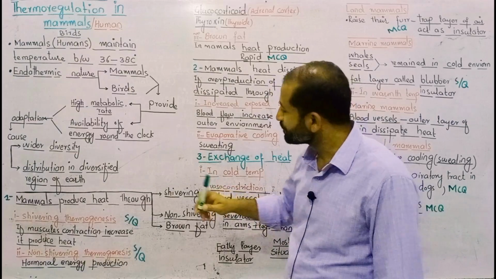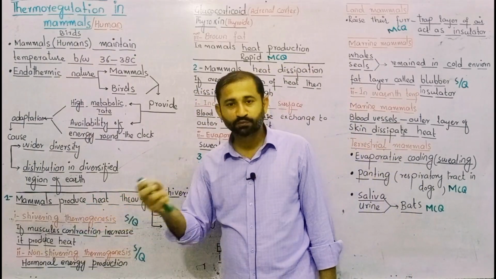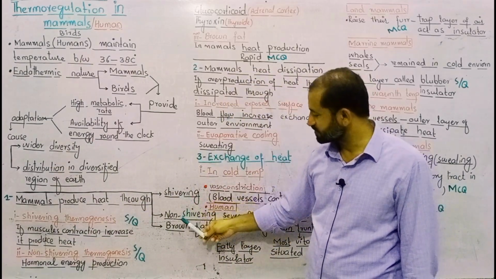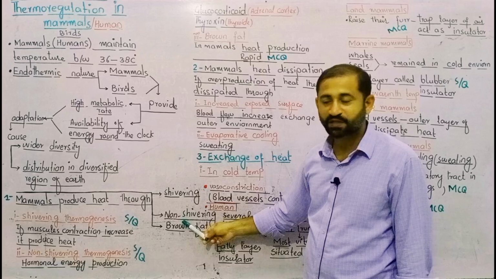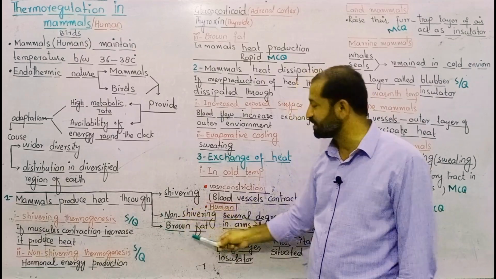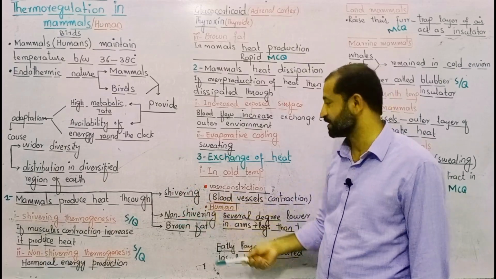So number 1 is mammals' heat production, through 3 different mechanisms. Number 1, shivering thermogenesis. Number 2, non-shivering thermogenesis. And number 3, brown fat. So these are 3 different mechanisms through which mammals can produce energy.